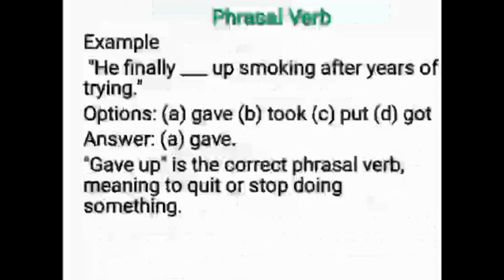Then phrasal verbs. Know the meaning and correct usage of phrasal verbs. For example, here: He finally dash smoking after 10 years of trying. Gave, took, put, got. The answer here is gave. He finally gave up. You cannot say he finally took up, put up, or got up. He finally gave up smoking after years of trying. Gave up is the correct phrasal verb, meaning to quit or stop doing something.